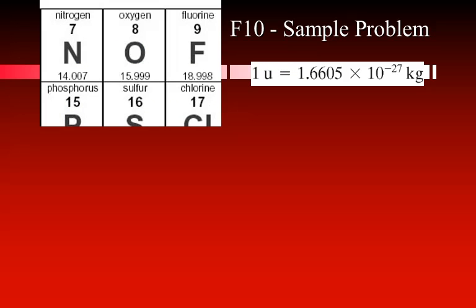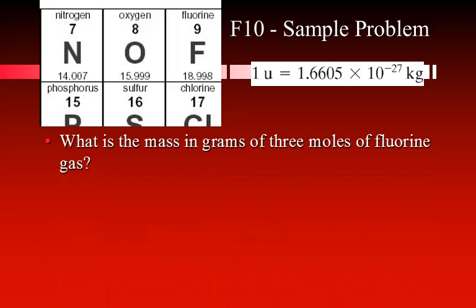Okay, so let's take a look at this for F10. And let's say we want to find out the mass in grams of 3 moles of fluorine gas. So here is 1 mole of it. Here's another mole of it. And here's another mole, right? So in these 3 moles, how much mass is there? And in fluorine, fluorine is F2. And so we can do that.